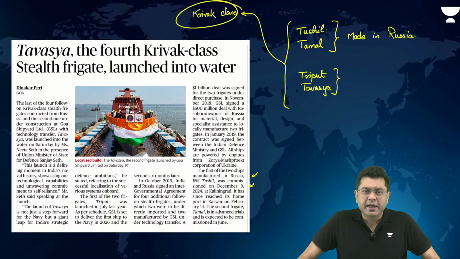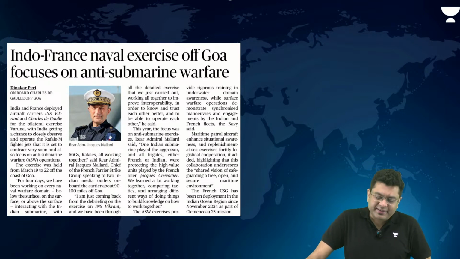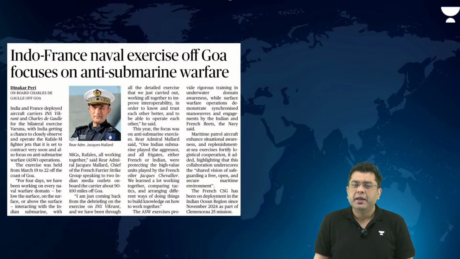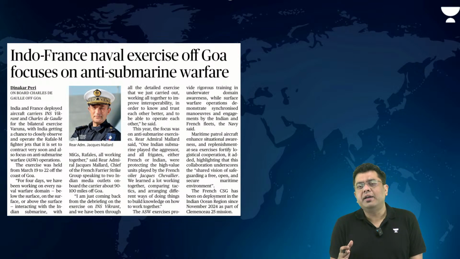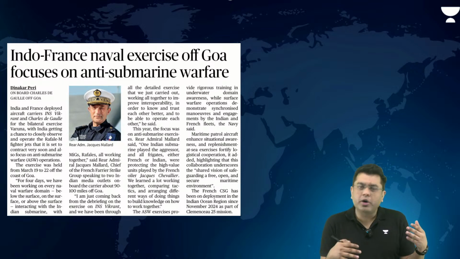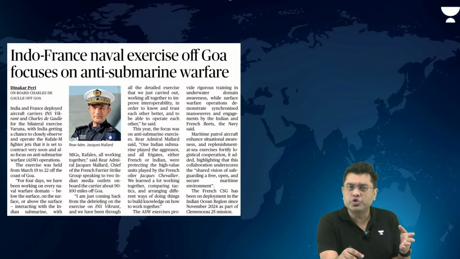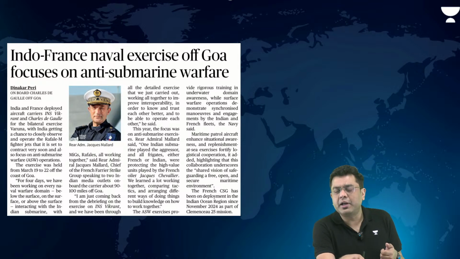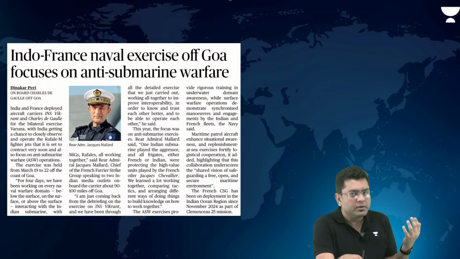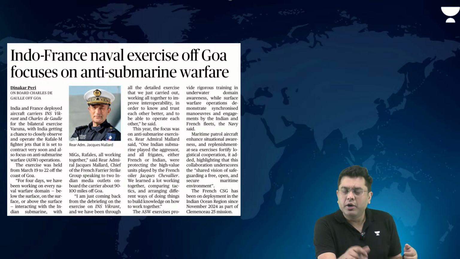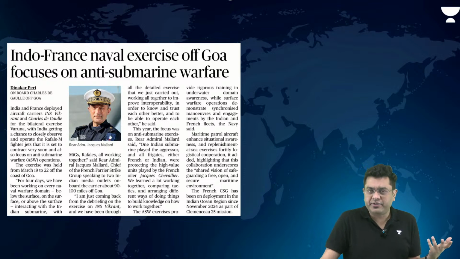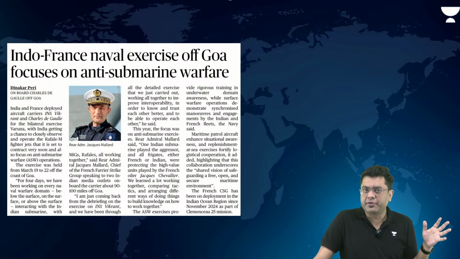Now, Indo-France naval exercise off the Goa coast focuses on anti-submarine warfare. Now you see, India and France, a naval exercise is being carried out off the coast of Goa, where you have the 2 aircraft carriers, that is INS Vikramaditya from the Indian side and the aircraft carrier Charles de Gaulle from the French naval side. Charles de Gaulle is the largest aircraft carrier that France has, and amongst the most potent aircraft carriers operated in the region of Western Europe.